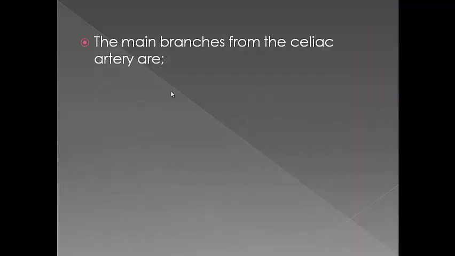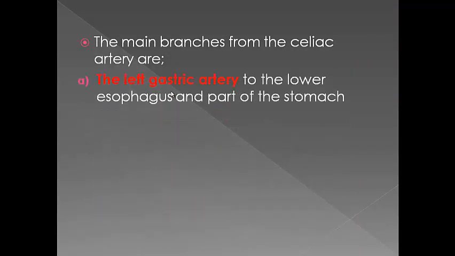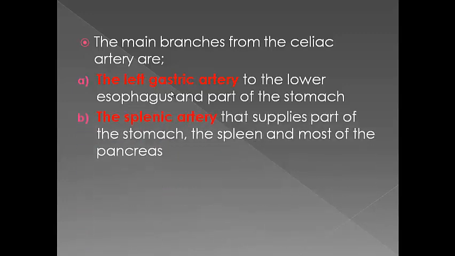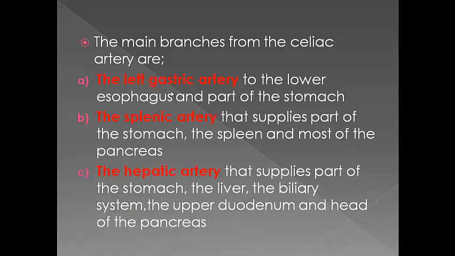So the branches that come from the celiac artery, like I said, are the left gastric artery. This one supplies the lower part of the esophagus and parts of the stomach. The splenic artery also supplies part of the stomach. It supplies the spleen, and it supplies the majority of the pancreas. And the hepatic artery also supplies part of the stomach.